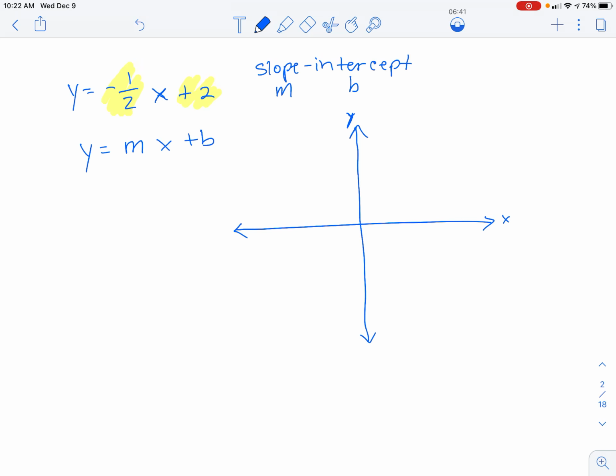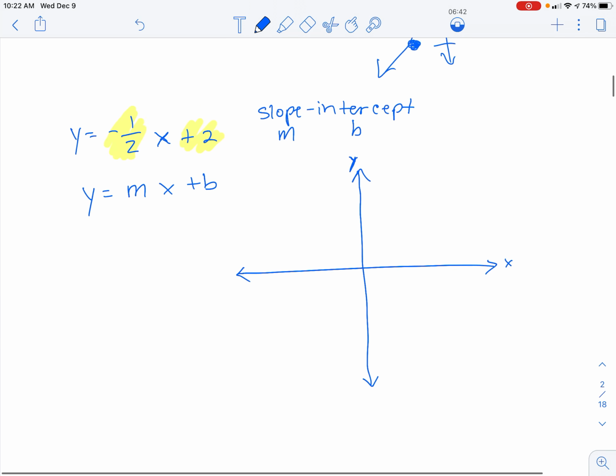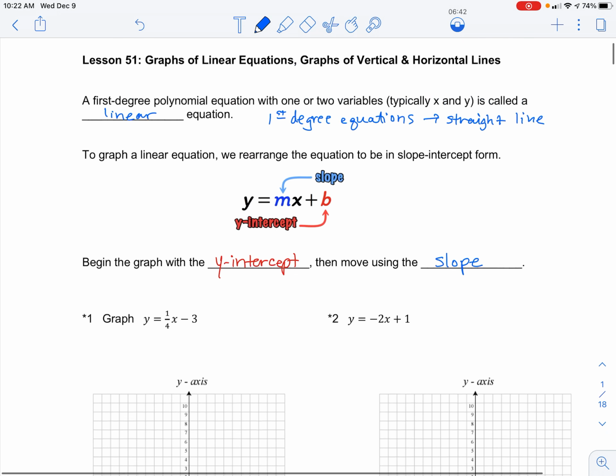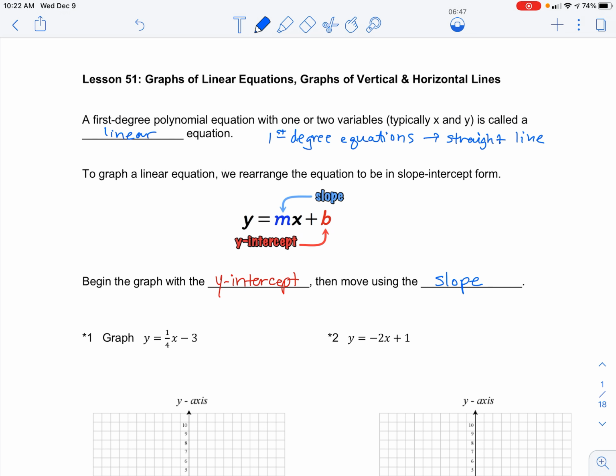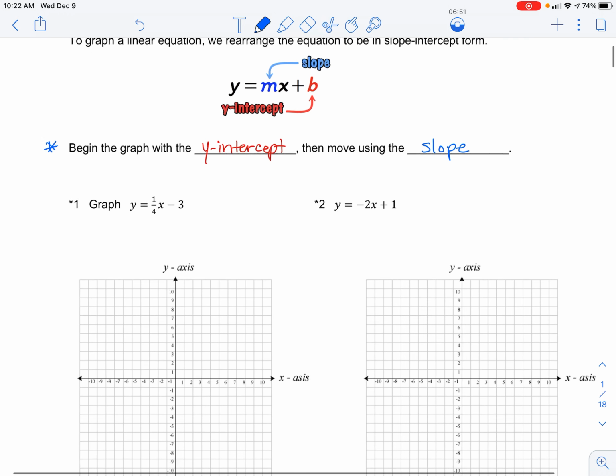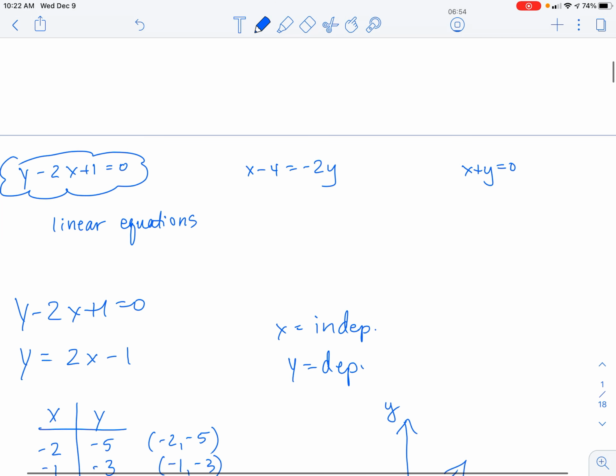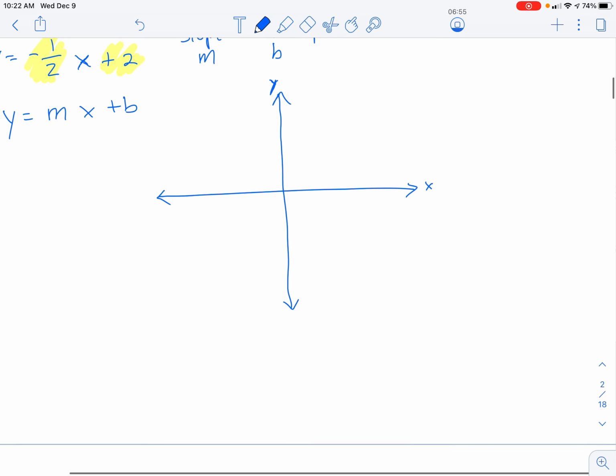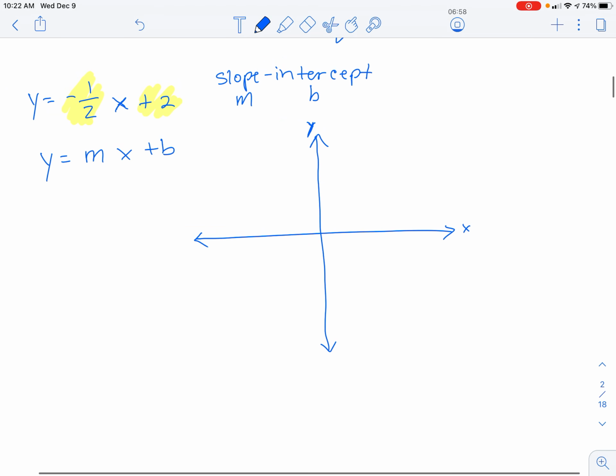So let's first, what did our notes say? Our notes told us that we first start with graphing the y-intercept. That's the first thing we do. That's what it says right here. Begin the graph with the y-intercept, and then we'll move using the slope. So let's graph the y-intercept. The y-intercept, we said, is 2. So how do I do that? That means my point is always 0, 2.